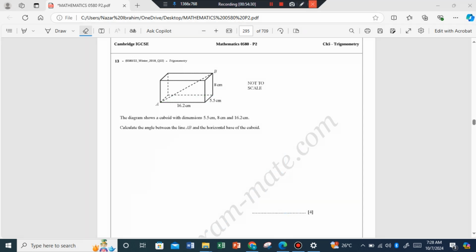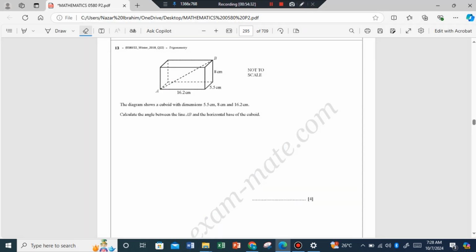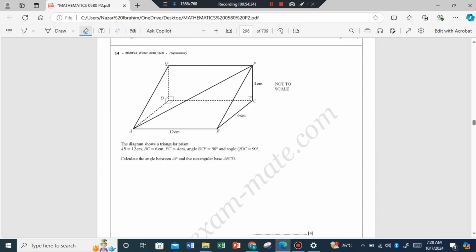Okay, let's move further. Question number 14. The diagram shows a triangular prism. It's a triangle prism, right? And we know AB, we know BC, we know PC. It means length, width, and height are known to me.